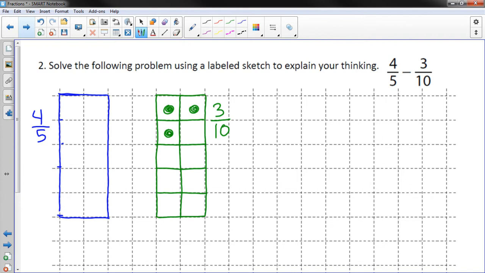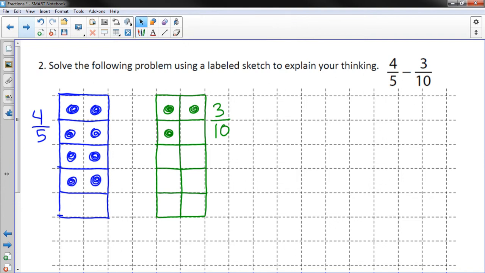Okay, now they're the same size. I'm going to cut them into fifths. And I'm going to shade in 4 of the 5 because that's what that fraction represents. There's 3/5, so I need one more. That's 4/5. So 4/5 is really telling me or showing me that it's the same as 8/10. Remember, we're subtracting.